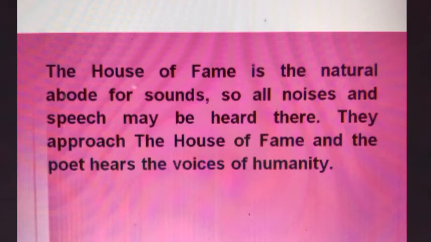So the house of fame is the natural abode for sounds. So all noises and speech may be heard there. So inside the house of fame, they enter the house, and he could hear so many sounds. It is a house of sounds, sounds and different types of noises, speeches, etc.